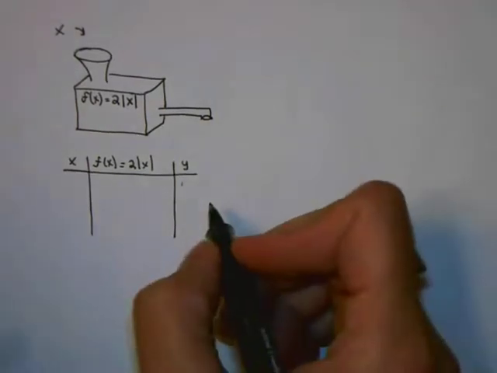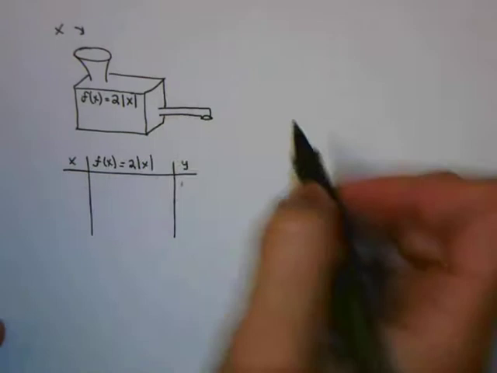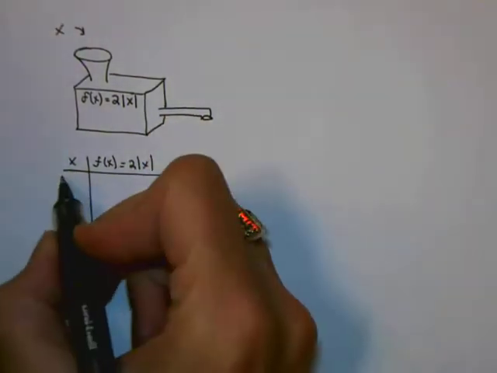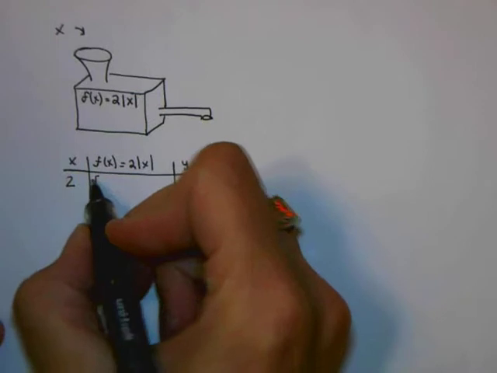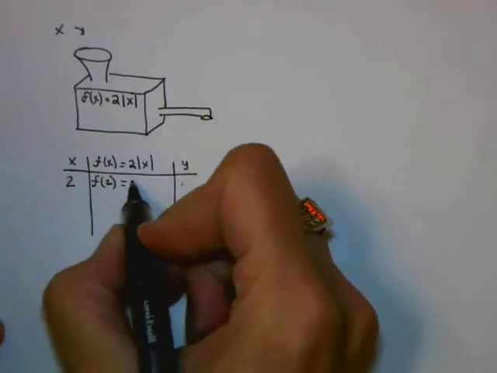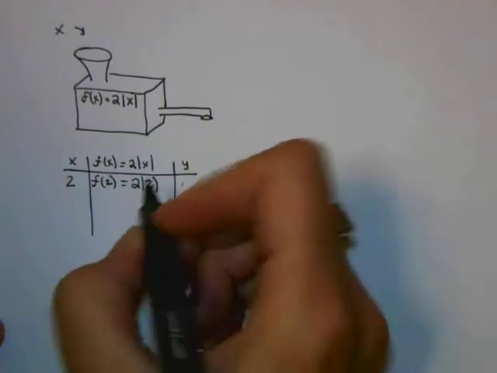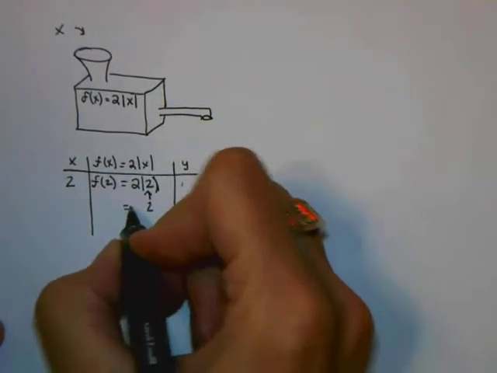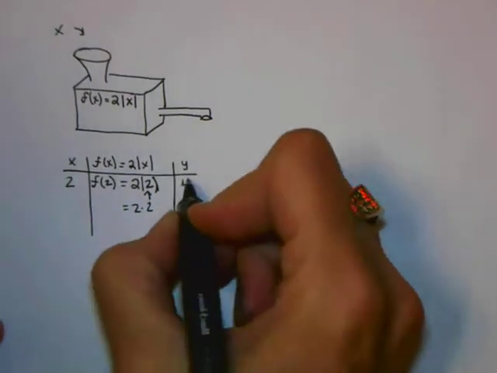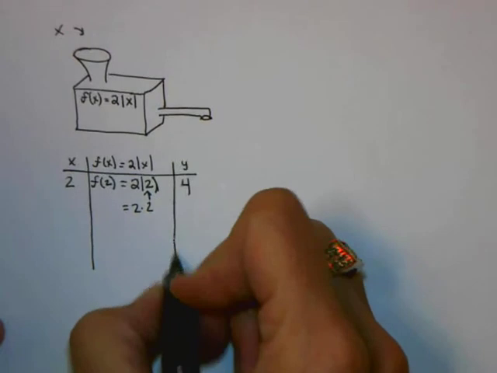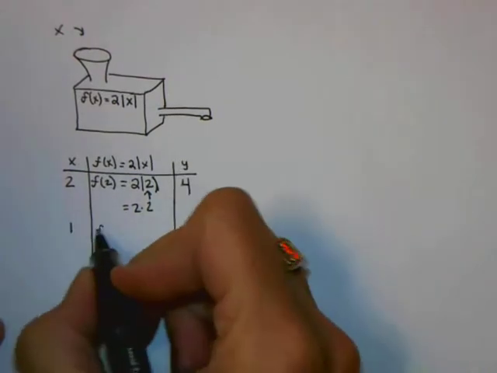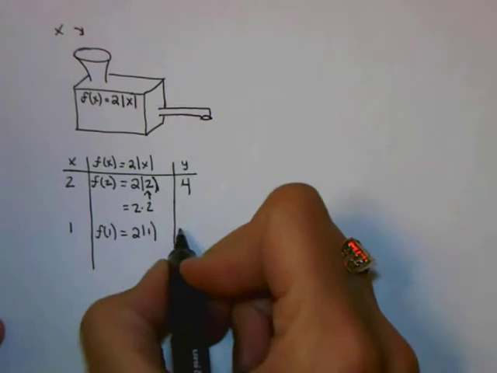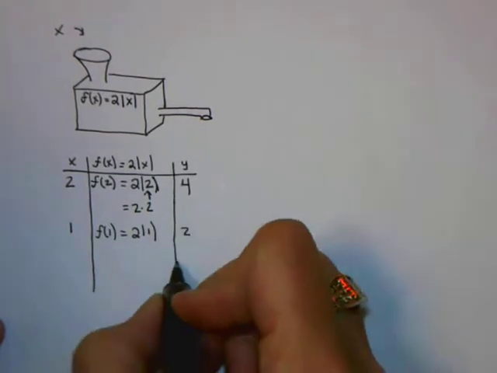Here's another function. This function is f of x equals 2 times the absolute value of x. Let's plug some different numbers in for x and see how this function behaves. When we plug in a 2 for x, the value of the function is 2 times the absolute value of 2. The absolute value of 2 is just 2, so this is 2 times 2, which is 4. Next, let's plug in a smaller number, 1. F of 1 is 2 times the absolute value of 1. That's 2 times 1, which is 2.